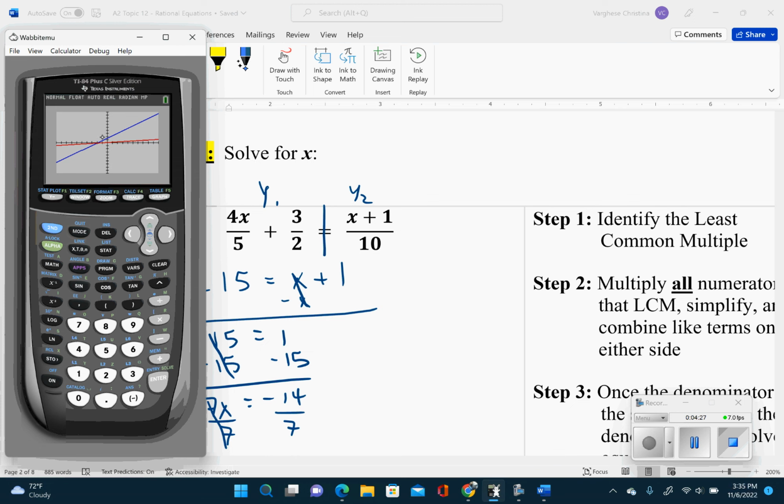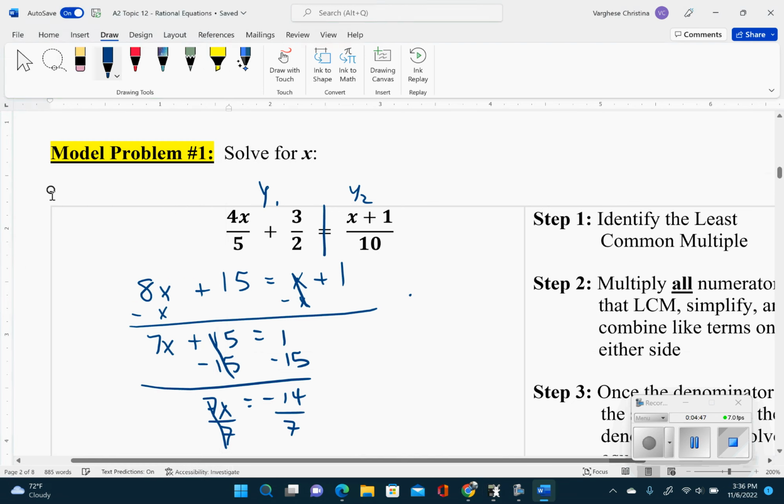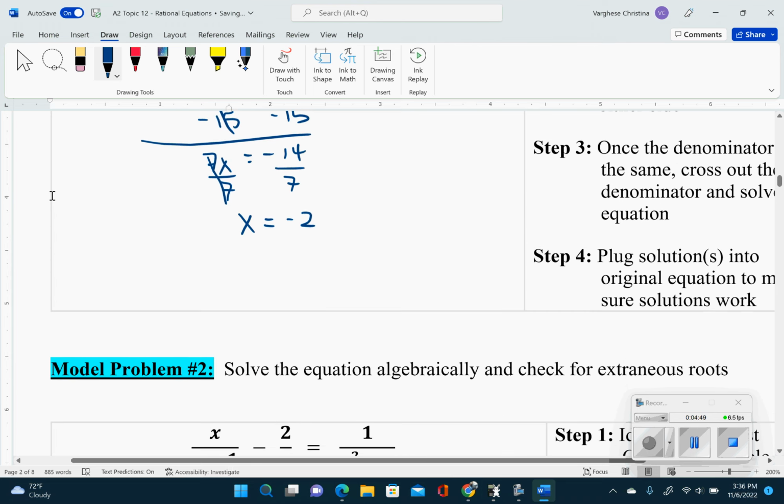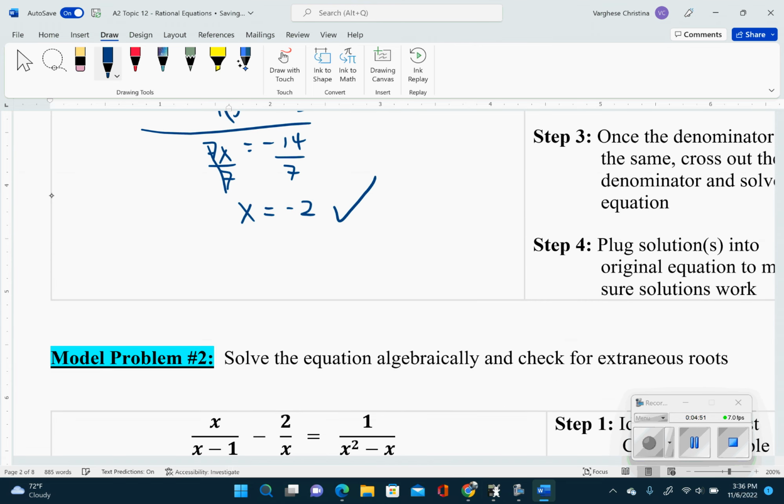Then we hit graph, and we can see that we have two lines, and they cross somewhere around here. So if we hit second trace, option number 5 is intersection. We move our cursor until it gets to where they intersect, hit enter, enter, enter, and it gives us x equals negative 2. So x equals negative 2 actually winds up working. So there's our answer. Okay.